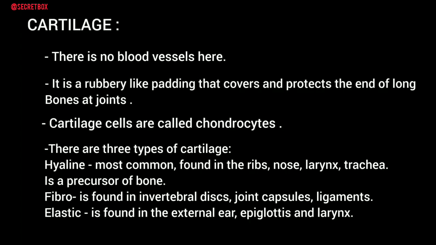Cartilage. There are no blood vessels here. It is a rubbery-like padding that covers and protects the ends of long bones at joints. Cartilage cells are called chondrocytes. There are 3 types of cartilage.